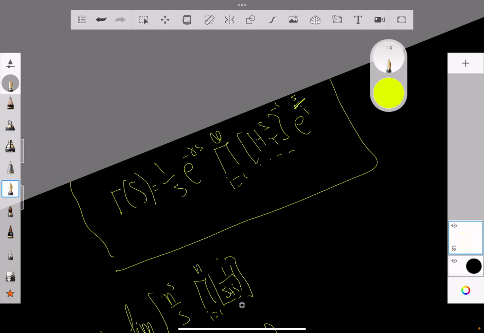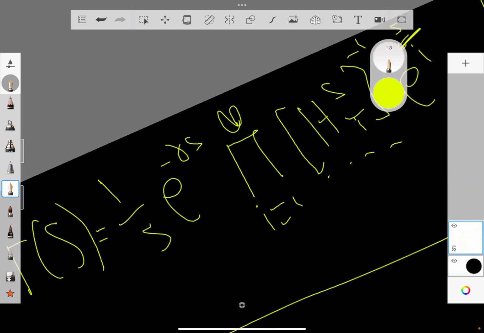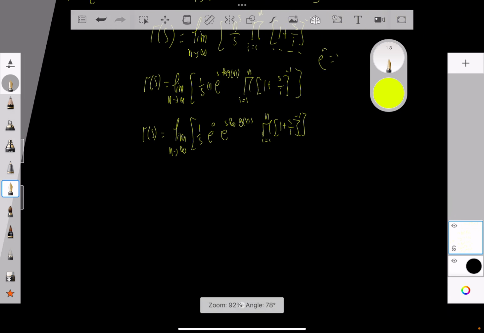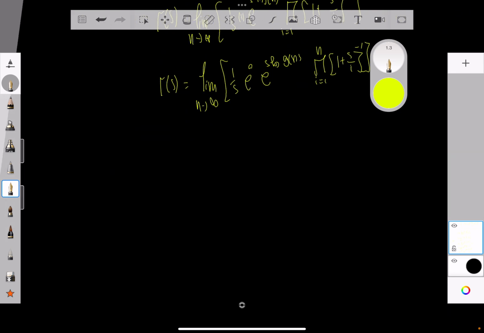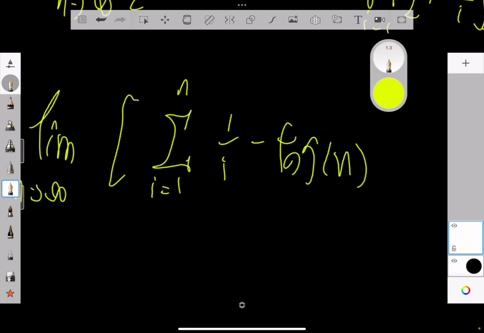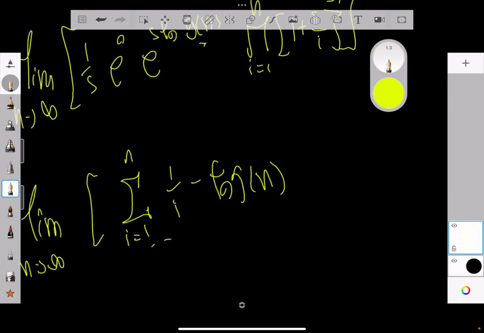In the Euler representation, we notice that there is a minus Euler-Mascheroni constant. So what is the Euler-Mascheroni constant? It's exactly the limit as n approaches infinity of the sum for i equals 1 to n of 1 by i minus log n. We have log n, but we don't have this sum. So how do we get this sum?